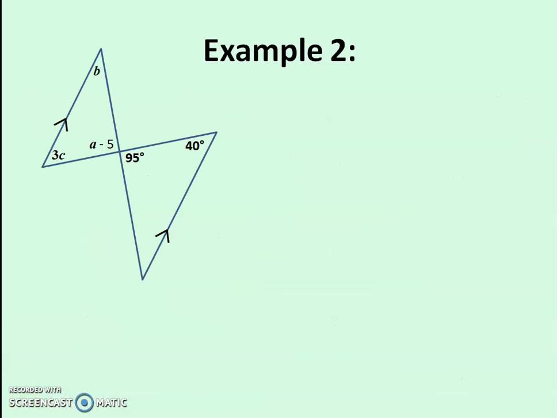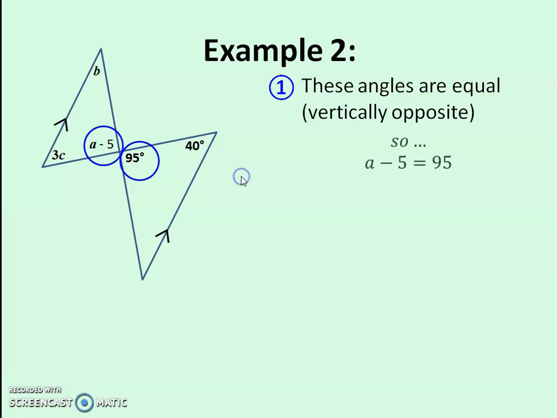Here's another example. So again, we have parallel lines. Those are indicated by these arrows. Again, the question would be to find the missing values like A, B, and C, though it doesn't explicitly say it here. My first step was that I looked at these two. Again, if you want to pause the video and try to figure out how those are related to each other and by what reasoning, I encourage you to do so. But I'll tell you now, because these lines cross, these are vertically opposite angles and they are equal. So A minus 5 must equal 95. A is equal to 100.